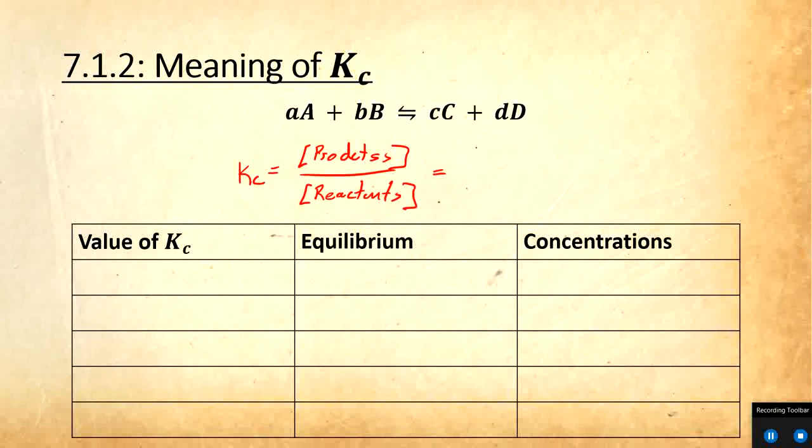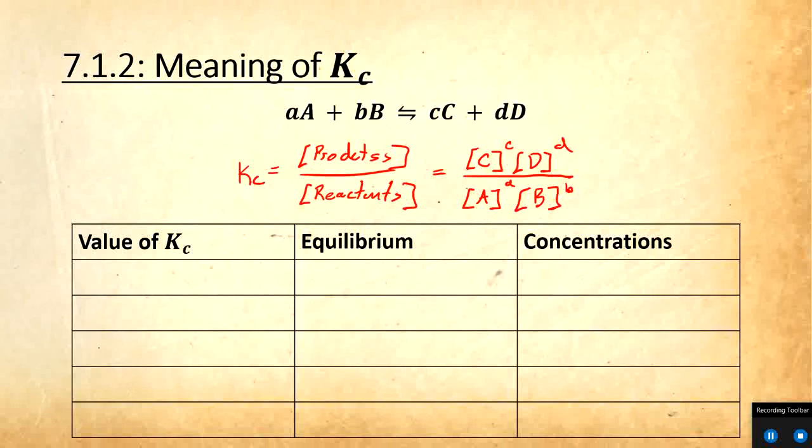So when you're writing it, again, the products go on top. Okay, and you raise them to their coefficients and they are multiplied by each other. In the bottom we have A and B. So it's important that you raise each to its coefficient in the equation, and it's also important you do not add or subtract the different values. Everything is being multiplied. So let's take a look.